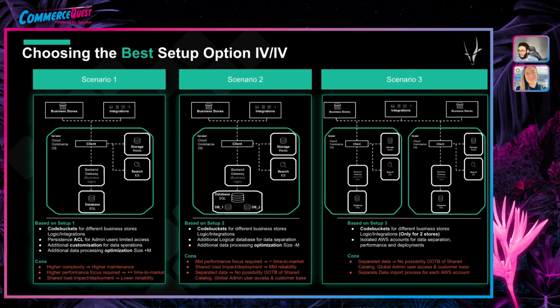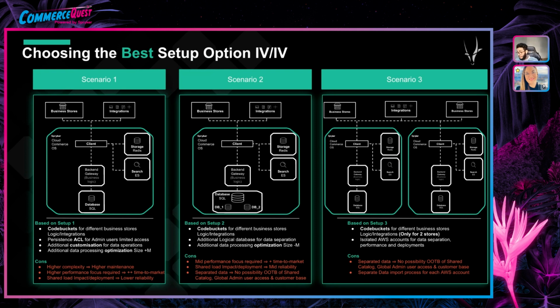And finally, for the last option, you would actually go with scenario 3, where you have separated AWS accounts, and you would separate Germany and Poland in one, France in a different AWS account. Code buckets would still be required for the Germany and Poland stores, in case you use the same code base, not a separated code base for these use cases. You would still need to use the code buckets for France as well.